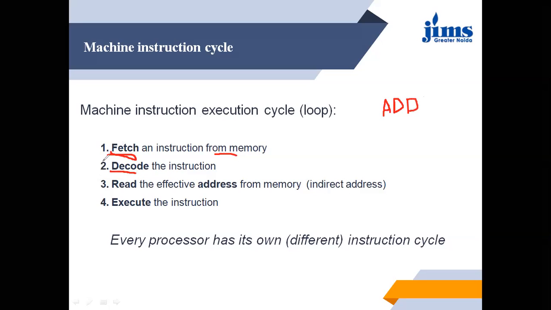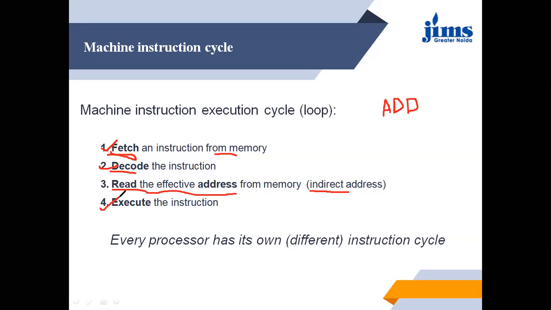So this is decode. So first fetch, then decode, then third one is to read the effective address, means at which address we have to perform the work. That can be a direct address or that can be an indirect address. And in the last, we have to execute the work.